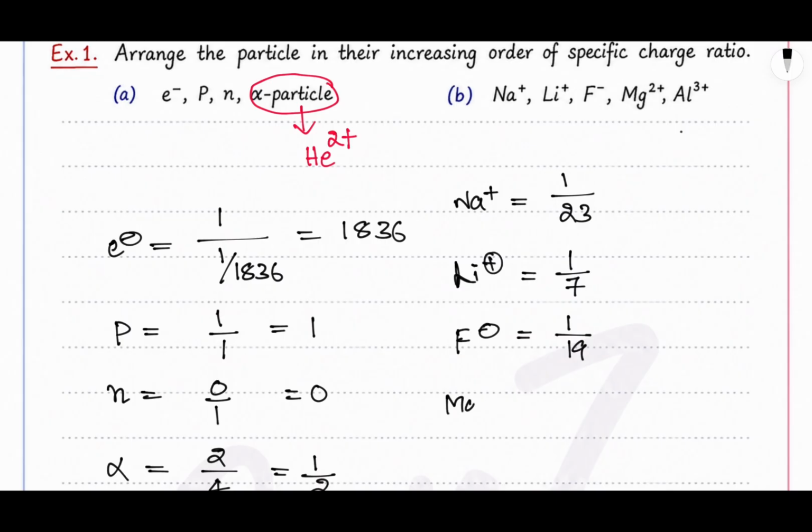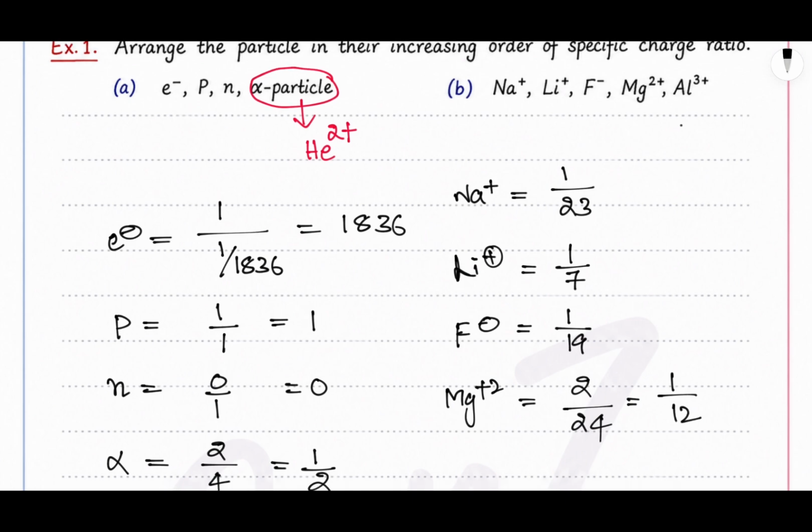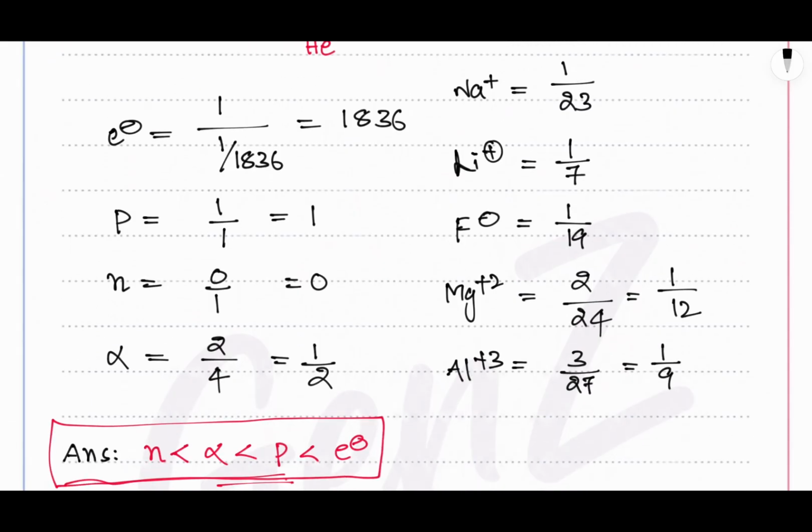And magnesium plus 2: relative charge is 2 and relative mass is 24, and the simplest ratio is 1 by 12. Next, aluminum plus 3: relative charge is 3 and relative mass is 27, and the smallest value is 1 by 9.